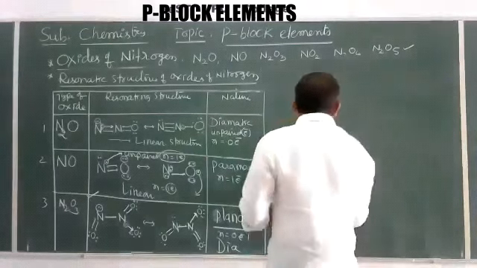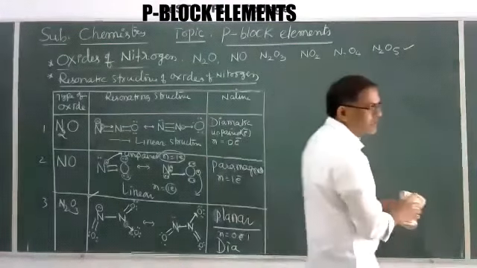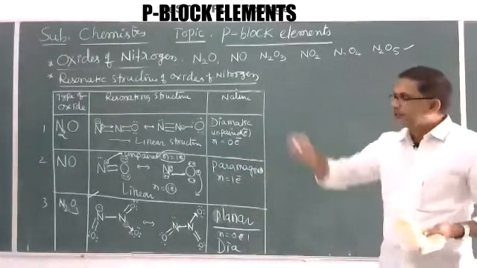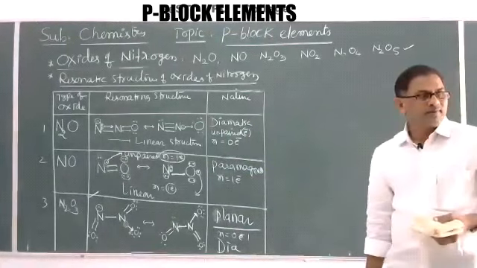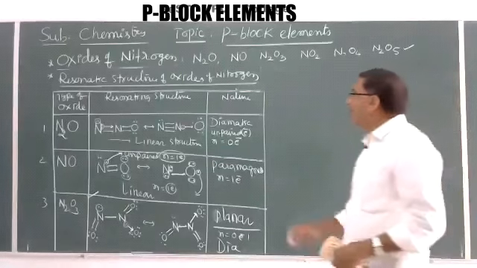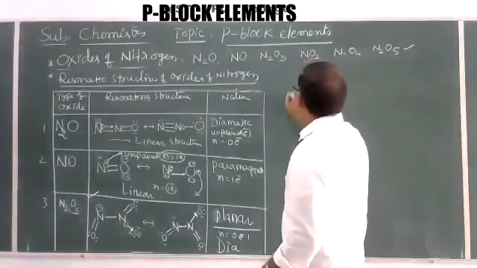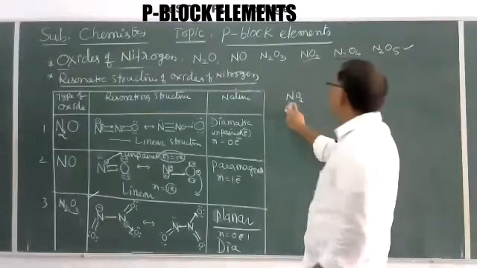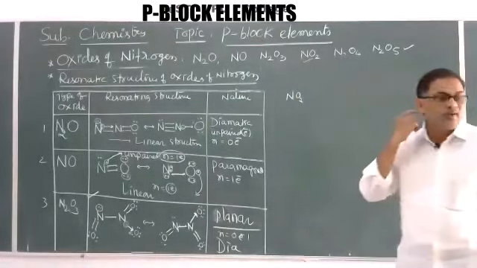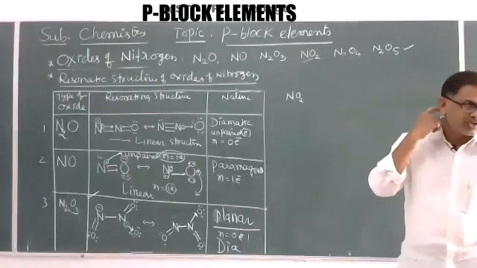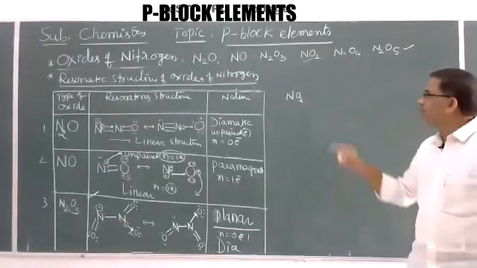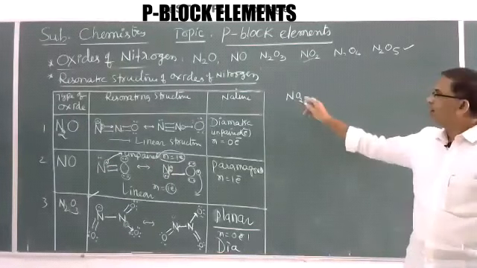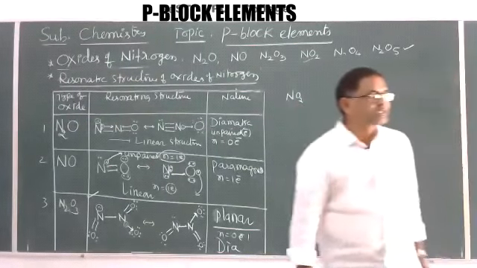In the objective examination, they will create questions based on this. Which of the following is the correct resonating structure of the corresponding oxide? Then the next, fourth one, is NO2, the type of oxide NO2. In this NO2, one nitrogen and two oxygen atoms are there. Now generally NO2 dimerizes.